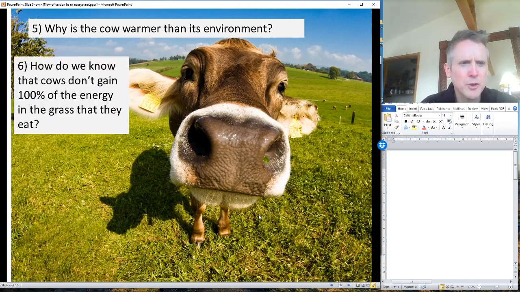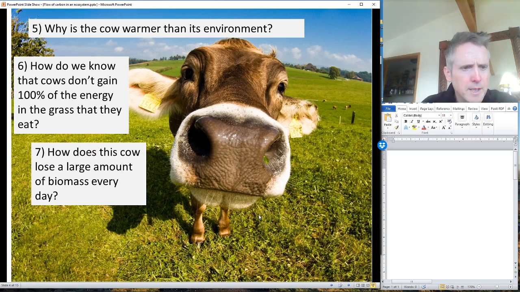How do we know that cows don't get 100% of the energy in the grass that they eat? So cows eat grass, it goes through the digestive system, they absorb nutrients. How do I know that they aren't getting all of that energy? Well, at the other end of the cow, there'll be a big pile of cow poo, a cow pat, and that's food for other organisms. You can dry it, you can burn it. Yeah, so it obviously still contains energy. So yeah, it's the fact that the feces are produced and there's chemical potential energy in those feces. 7. How does the cow lose a large amount of biomass every day?